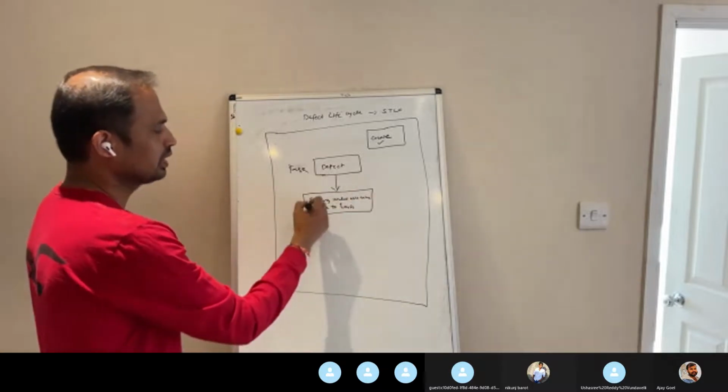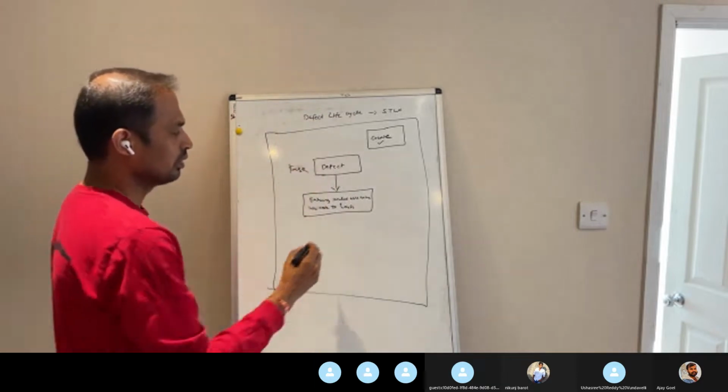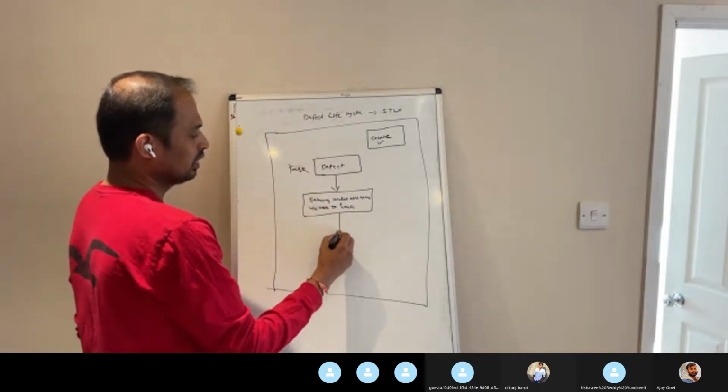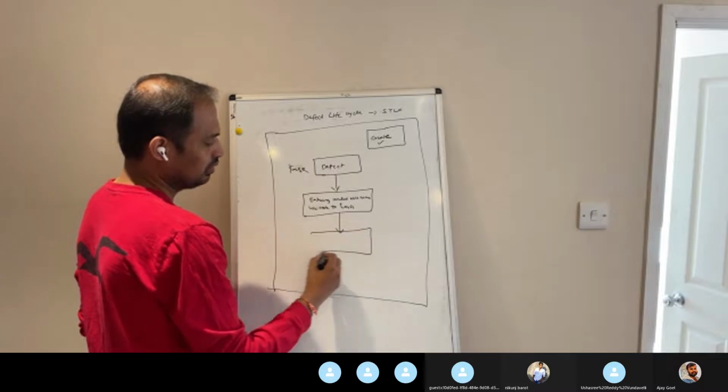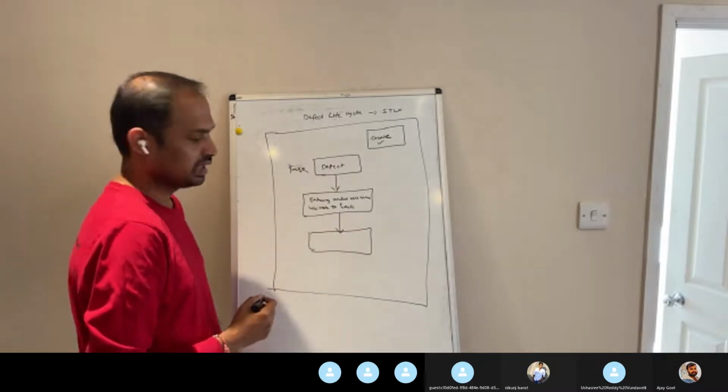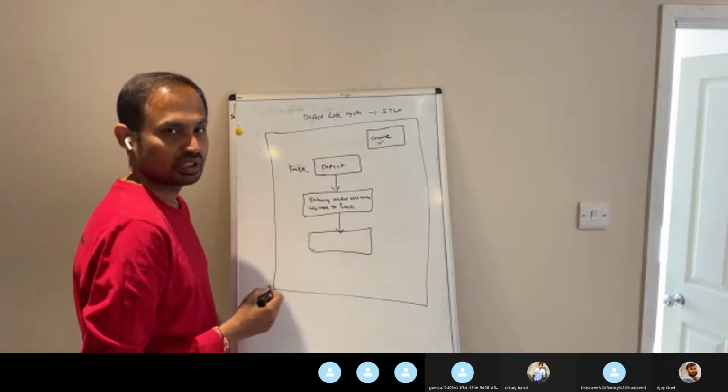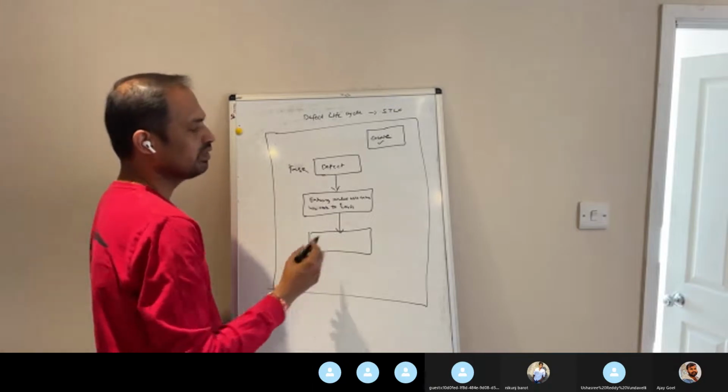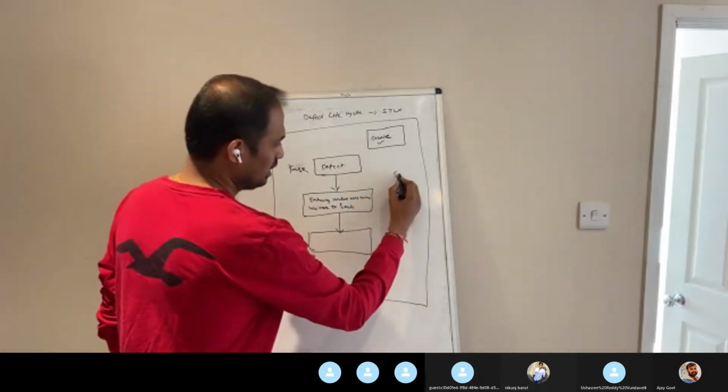So this is the description of the defect. Then we'll be having a severity or priority. What is the severity of the defect? What is meant by severity?